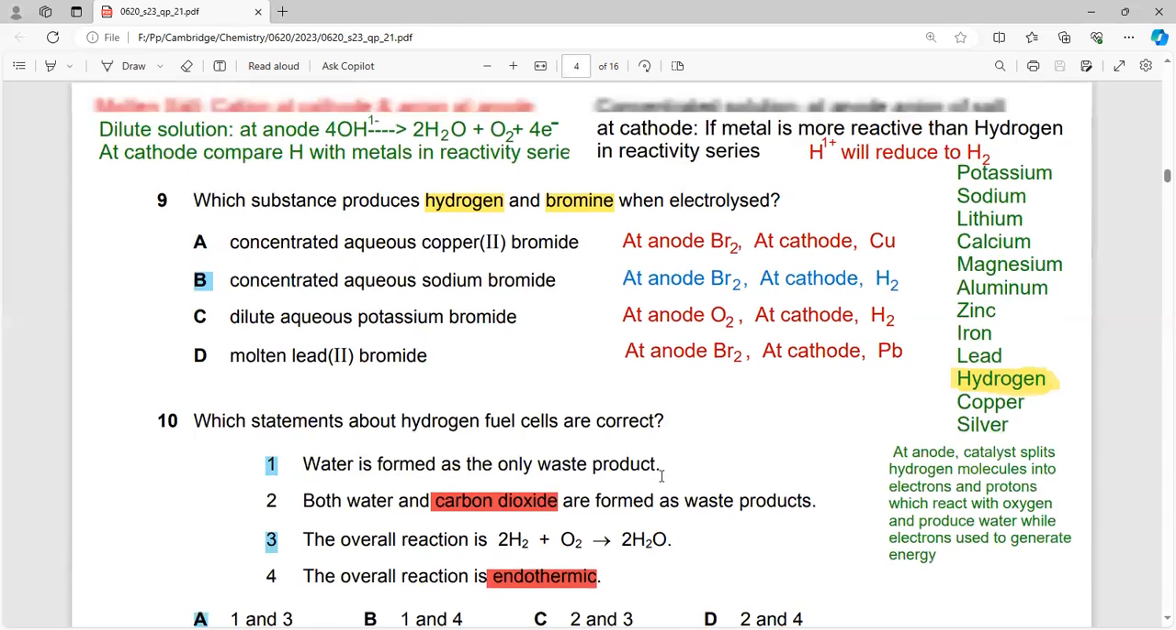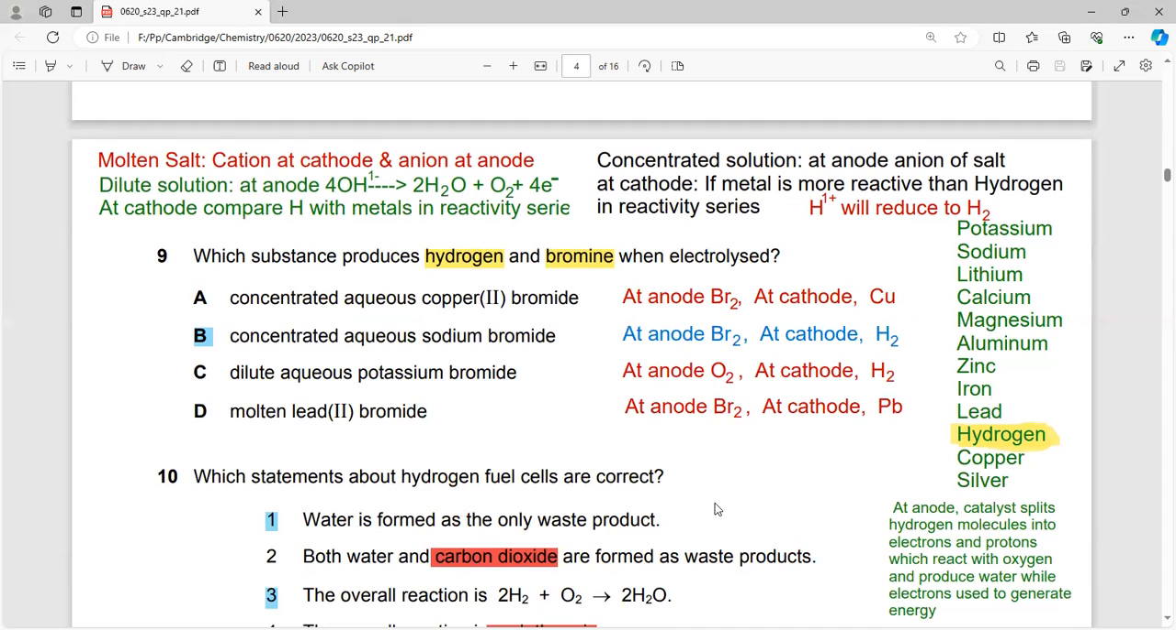We're going to proceed to question number 9. Which substance produces hydrogen and bromine when electrolyzed? During electrolysis, you should know a certain concept. If you are performing the electrolysis of a molten salt, there's only the salt, nothing else. In this case, the cation will be reduced at the cathode, while the anion will be oxidized at the anode.